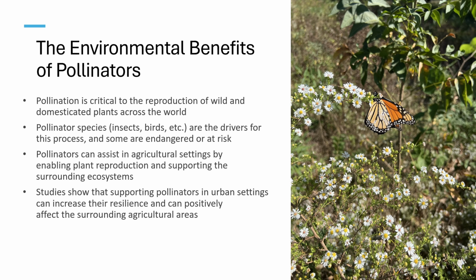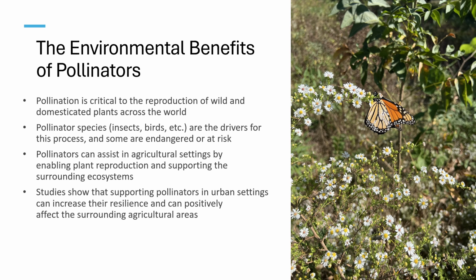Like on our right here, we have a monarch butterfly who heavily relies on milkweed to support the growth as well as the breeding and creation of caterpillars. Pollinators also assist in agricultural settings by helping increase plant reproduction and support surrounding ecosystems, which will help maintain more of our native pollinators to be around agricultural areas.